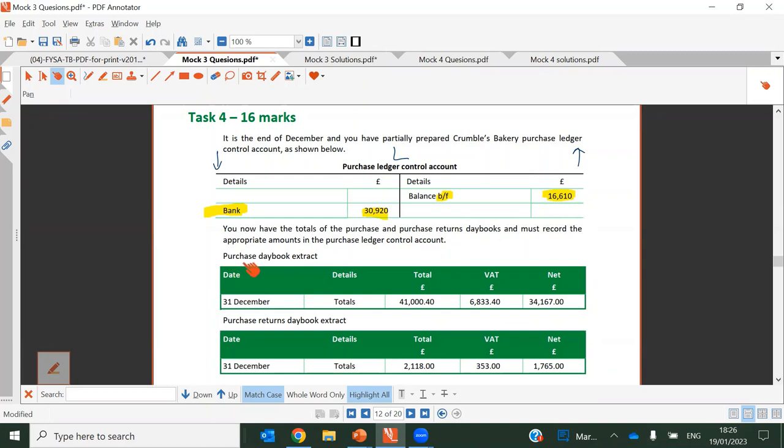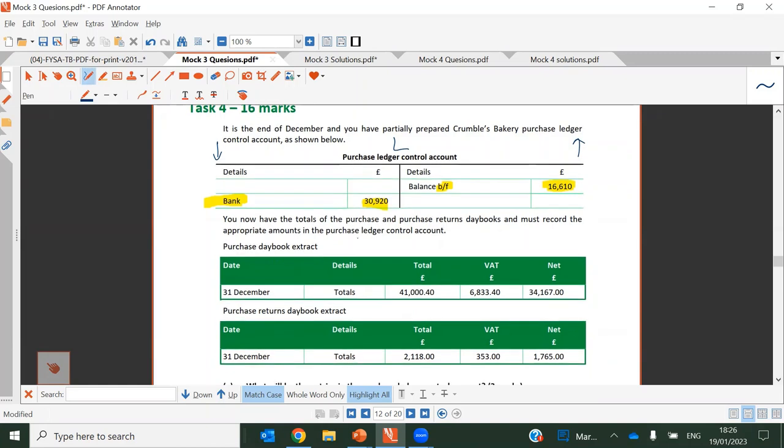So we've got the purchase day book extract. These are additional things we have bought. This is going to increase the overall liability, so increase the balance on the purchase ledger control account. Remember, this is the credit side of debit credit, so to increase, we are going to credit. The debit, therefore, is going to go to purchases expense.